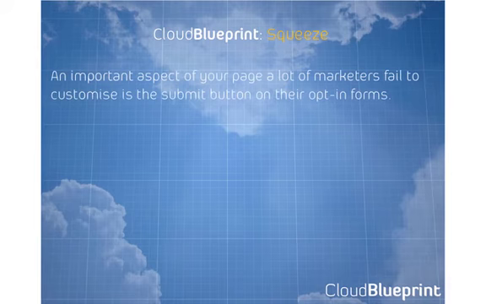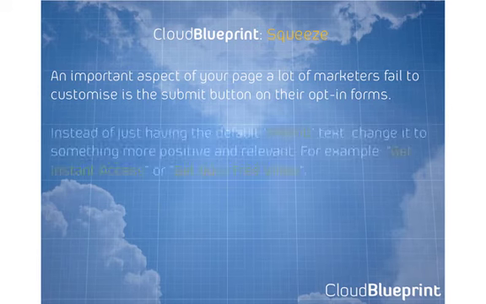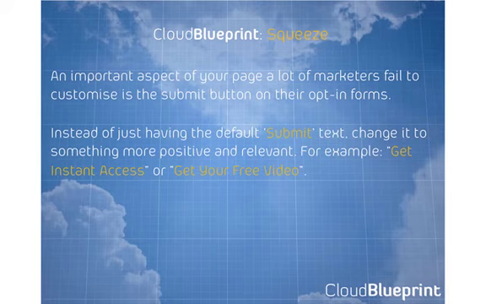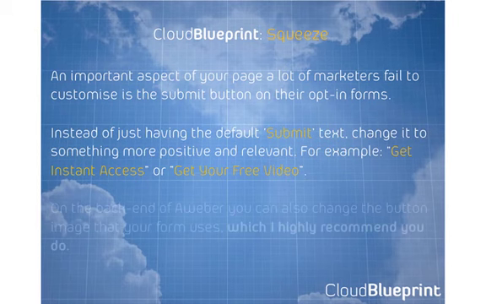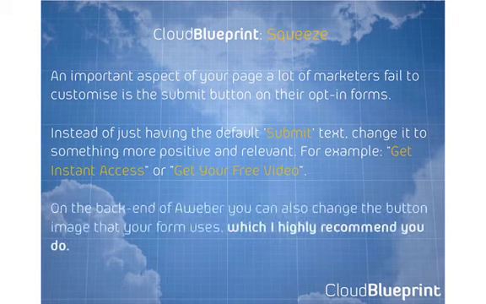An important aspect of your page a lot of marketers fail to customize is the submit button on their opt-in forms. Instead of just having the default submit text, change it to something more positive and relevant. For example, get instant access, get your free video, get your free PDF. You can change these very easily with OptimizePress. On the back end of Aweber, you can also change these, so I highly recommend that you do that. You have no excuse not to change that.